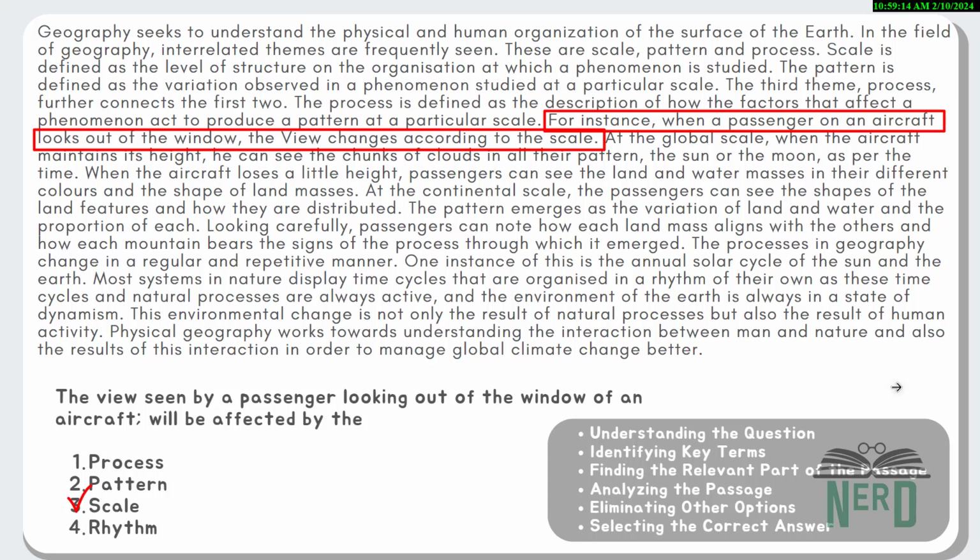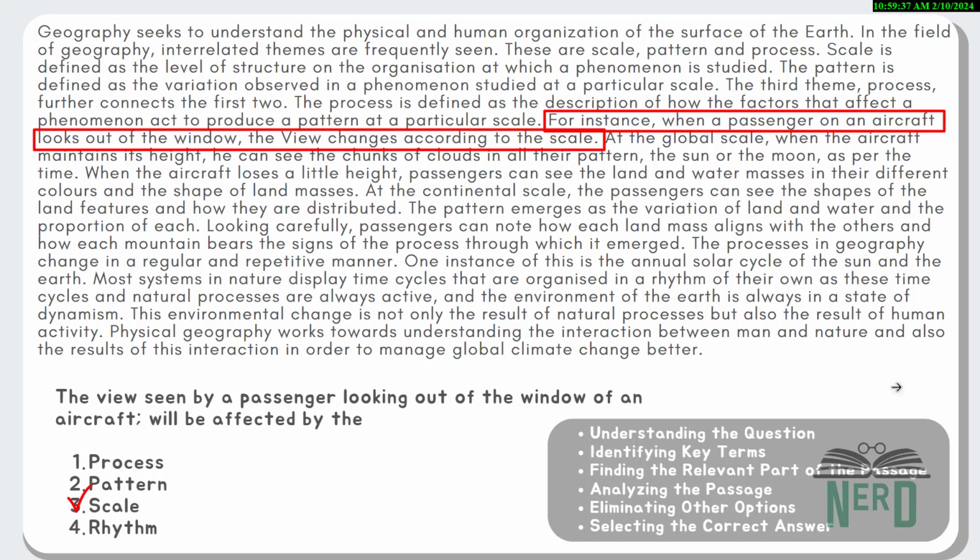So you can just see, we can eliminate easily these three options, and we are left with what? Selecting the correct answer. And given the explicit mention in the passage that the view changes with the scale, right? So scale is our correct answer.